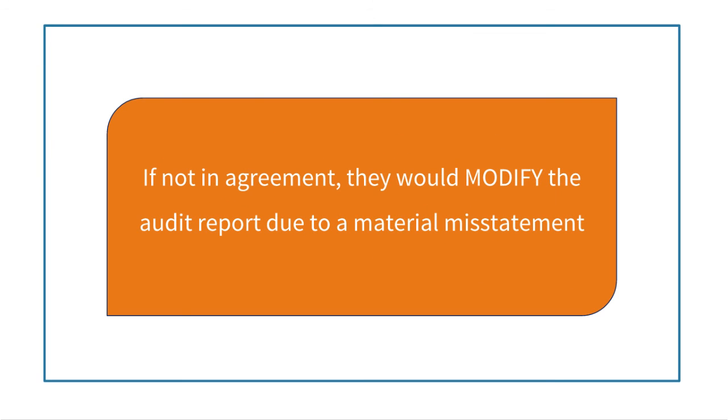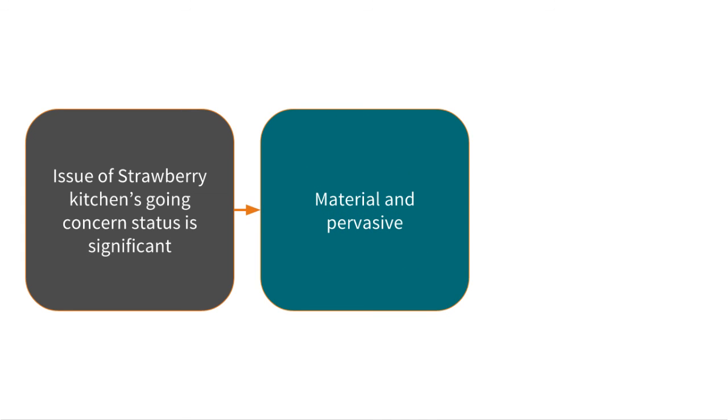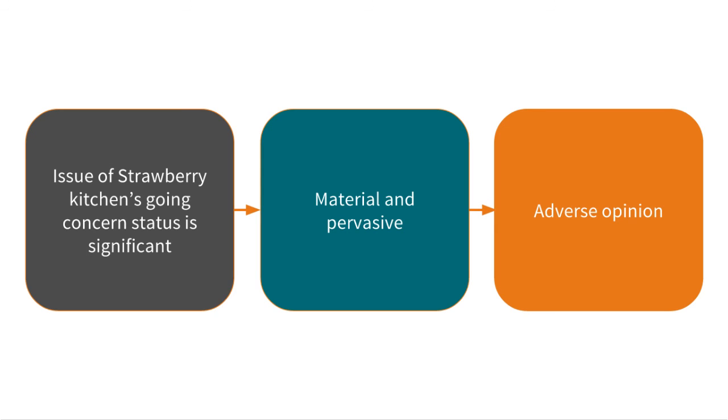Remember, if the auditors are not satisfied with anything material in the financial statements like going concern, they would need to modify the audit report due to a material misstatement. A disagreement on the going concern status of Strawberry Kitchens is significant, so it would be fair to conclude that the issue is material and pervasive. Therefore, an adverse opinion would be included in the audit report.